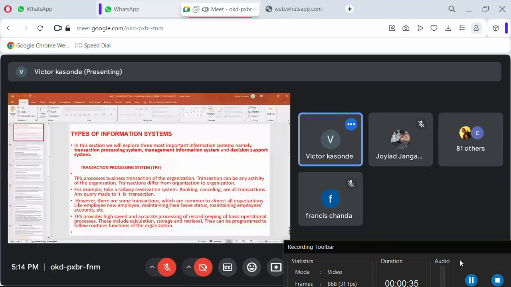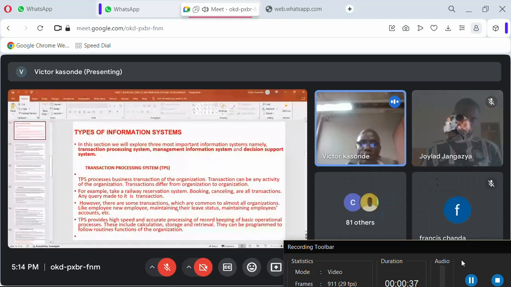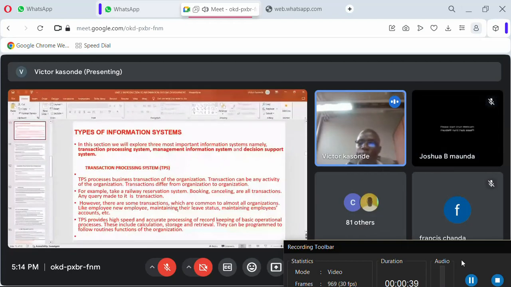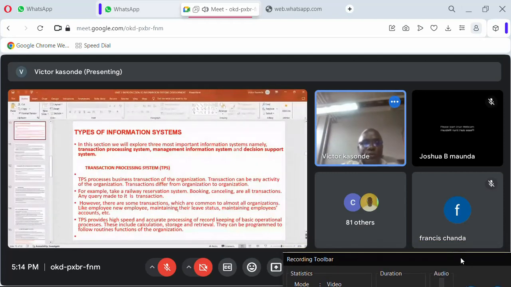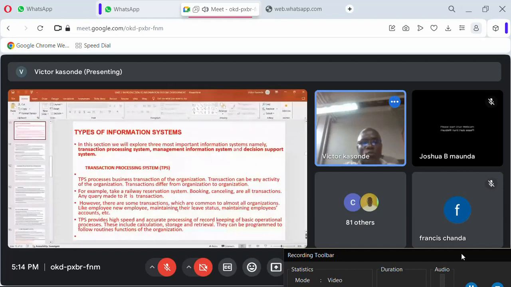Transaction processing system. The other one, management information system. The last one, decision support system. So there are three types of information system. So we'll start with the first one, known as TPS.